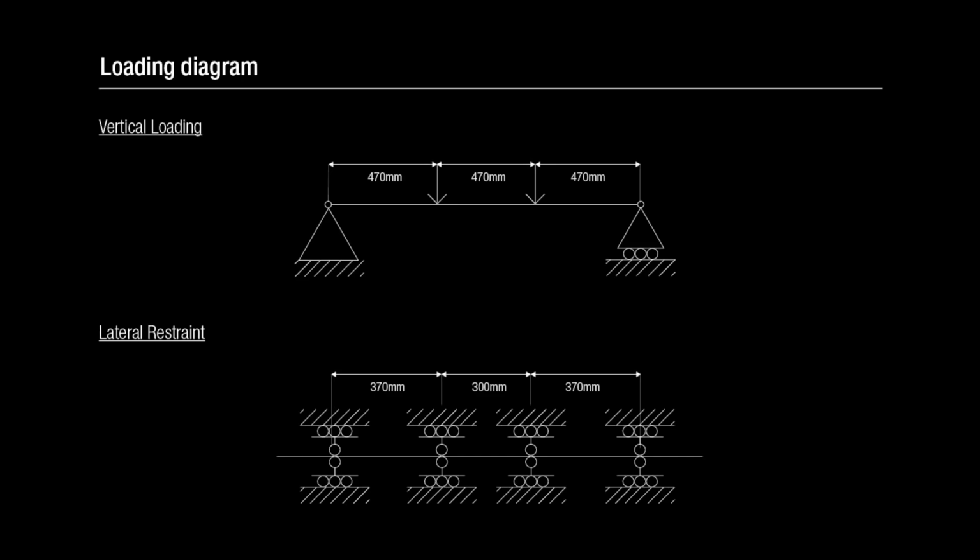The loading diagram shows the beam being subjected to four-point bending. It is also laterally restrained at four points along the length to prevent lateral torsional buckling.